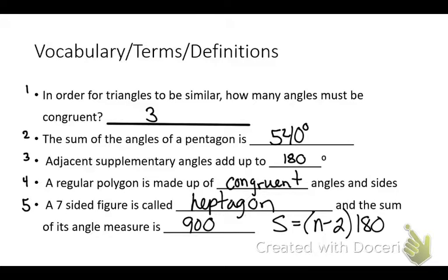I thought you can do 7 times 90. No. Okay, it's N minus 2 times 180.